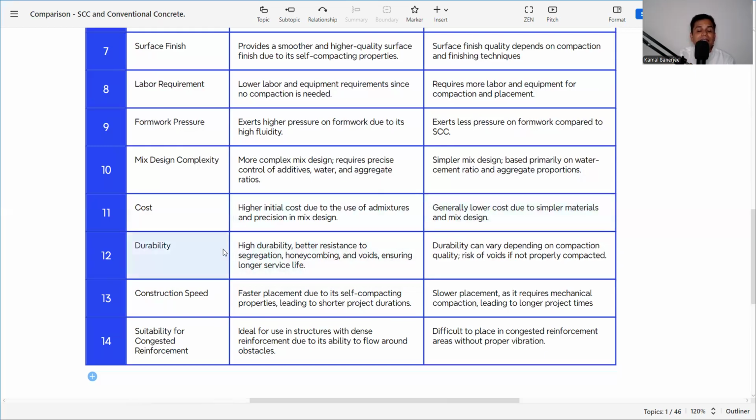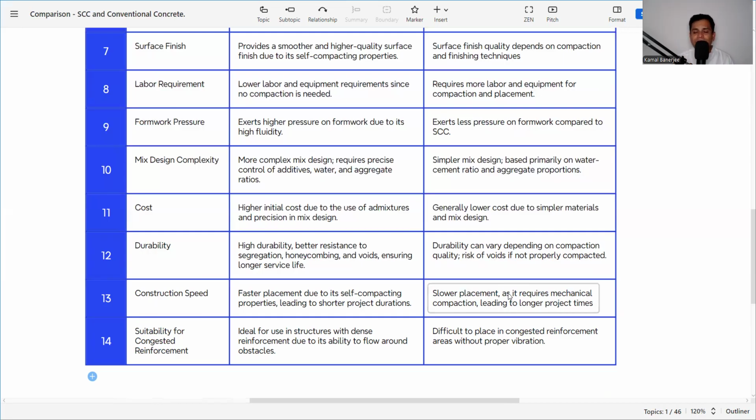And the durability: high durability, better resistance to segregation, honeycombing, and voids, ensuring longer service life. On the other hand, the conventional concrete's durability can vary depending on compaction quality, with a risk of voids if not properly compacted. So it is totally manual, and it has to be closely followed up to maintain the durability. But on the other hand, with SCC, honeycombing, segregation and voids are not there.